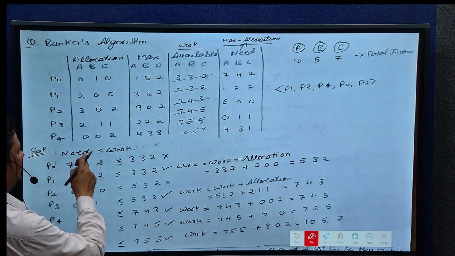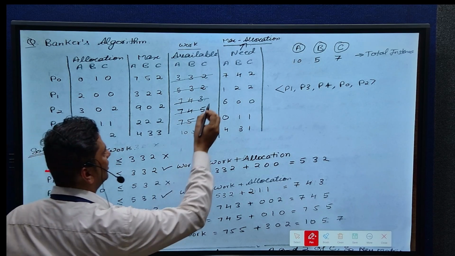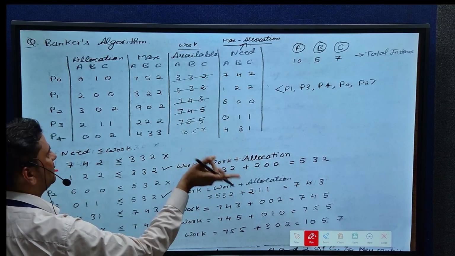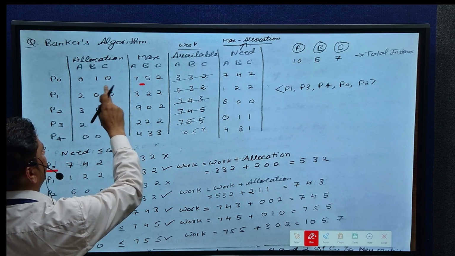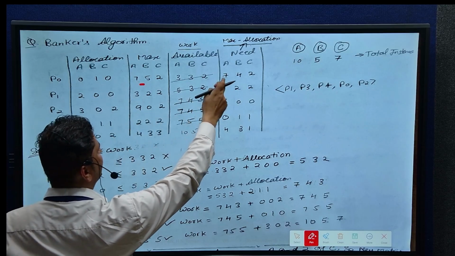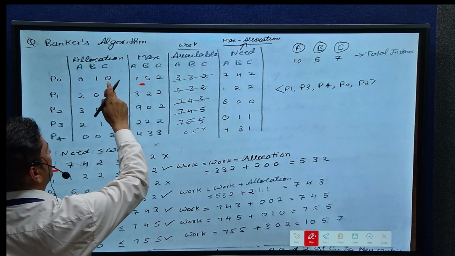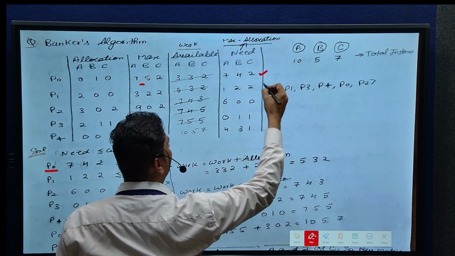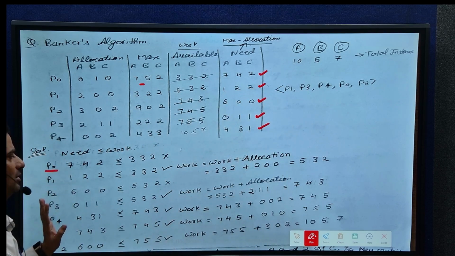Check the condition: need is less than or equal to work. First we check for P0. So what is the need of P0? Need is calculated as max minus allocation. Max is given here, allocation is given here. 7 minus 0 is 7, 5 minus 1 is 4, and 2 minus 0 is 2. This way we calculate the need of each process in the system.